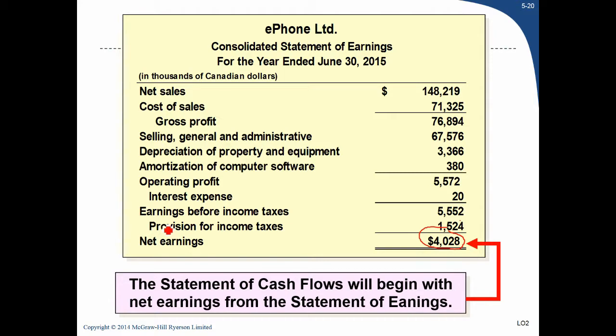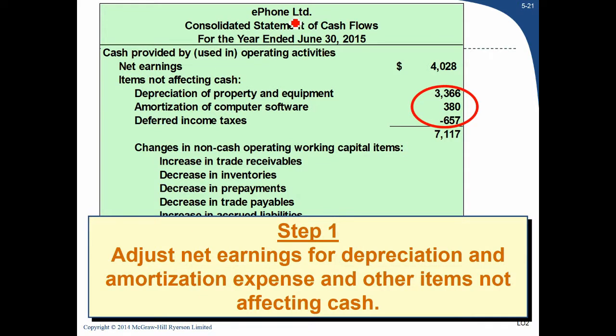So what I want you to note is net earnings per our statement of earnings, 4028, is the starting point for the statement of cash flows, 4028. Okay? The first step is to adjust net earnings for depreciation and amortization expense and other items not affecting cash. Notice here how they have depreciation of property, plant, and equipment, 3366. So we would have booked an entry for debit depreciation expense 3366, credit accumulated depreciation 3366.